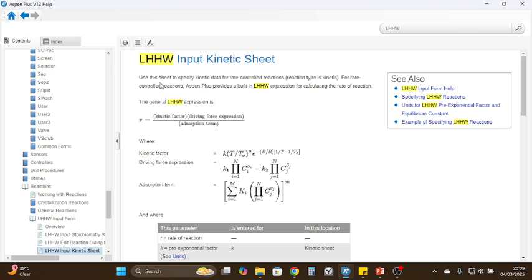So this is the LHHW kinetics. Now the rate of the reaction is determined by various forces that come into action when the reaction is taking place. So over here we have a kinetic factor, a driving force, and the adsorption term. So screen is not shared.